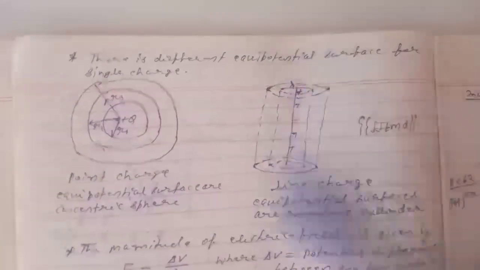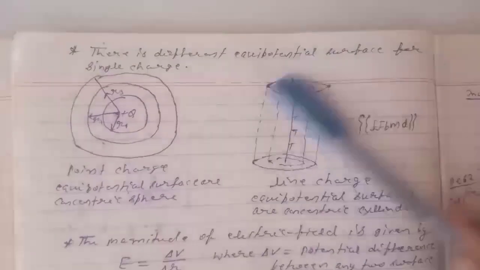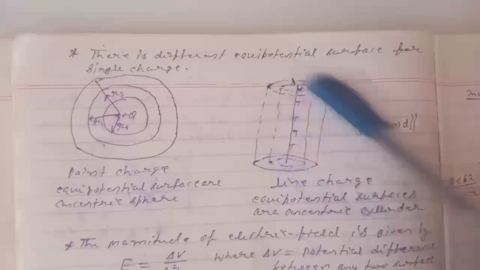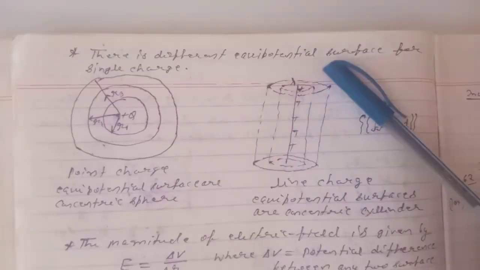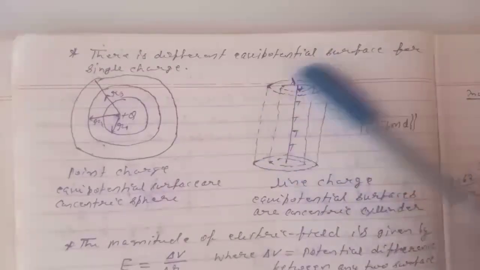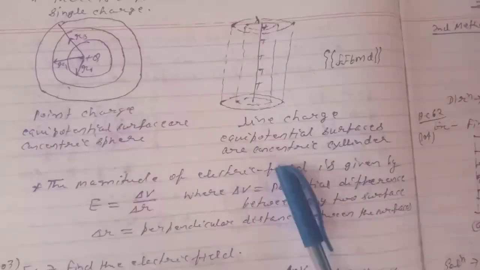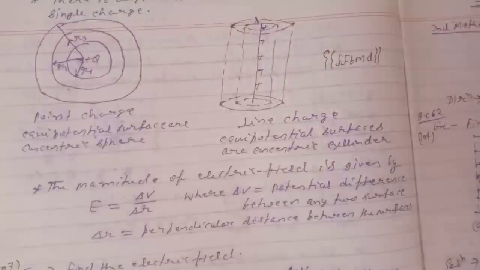Similarly, this is a line charge. So here every cylinder will be an equipotential surface. There may be an infinite number of cylinders surrounding this line charge. So equipotential surfaces are concentric cylinders.